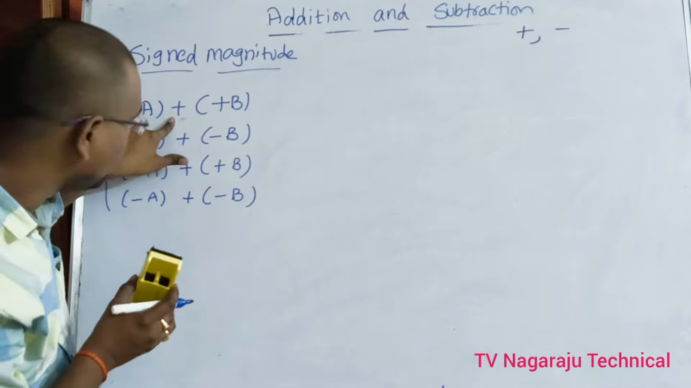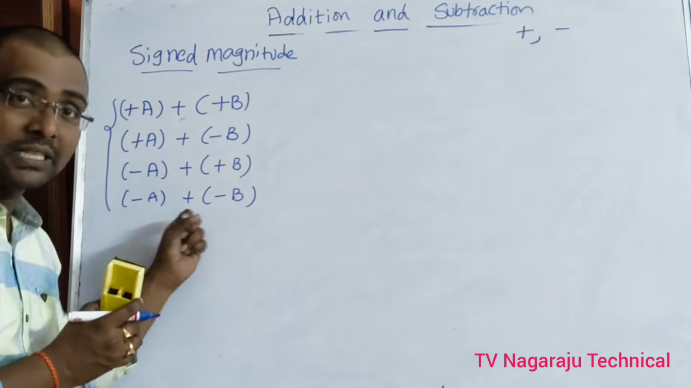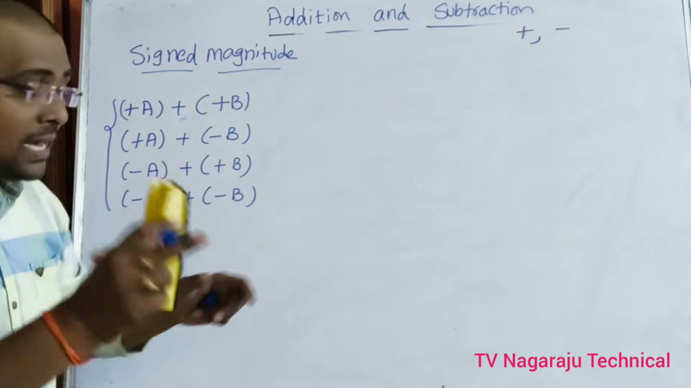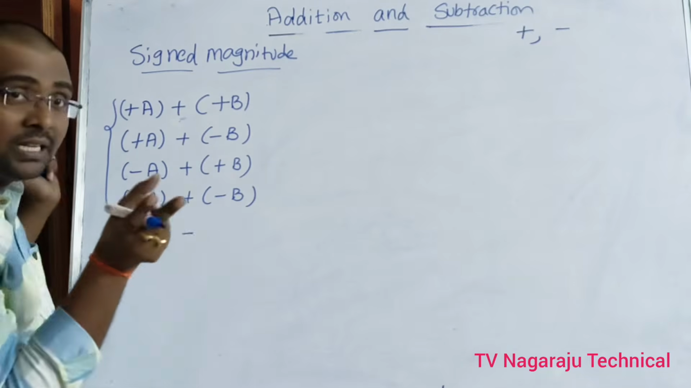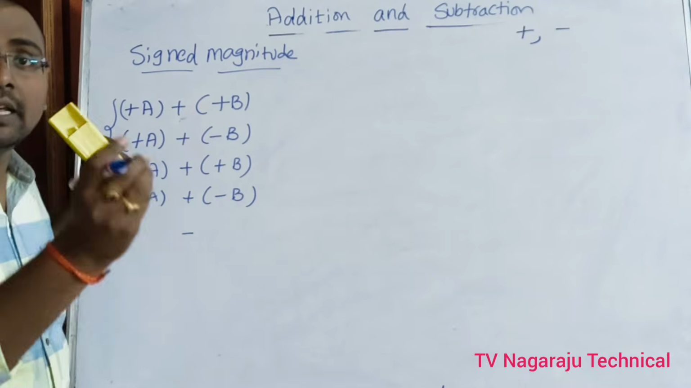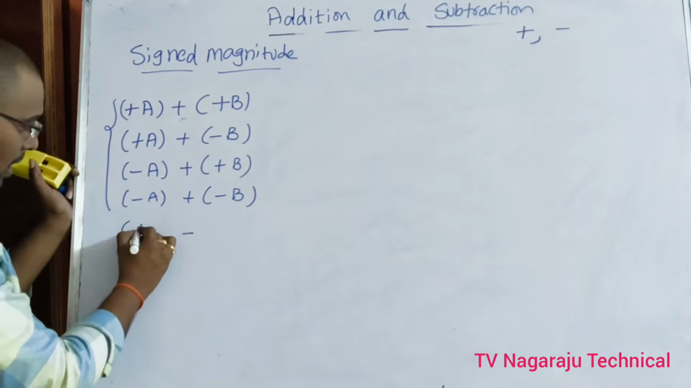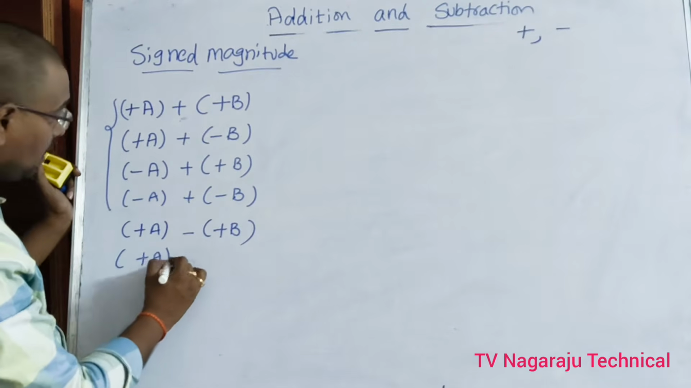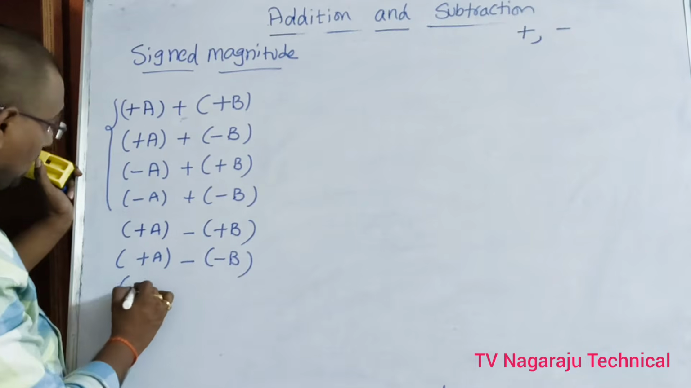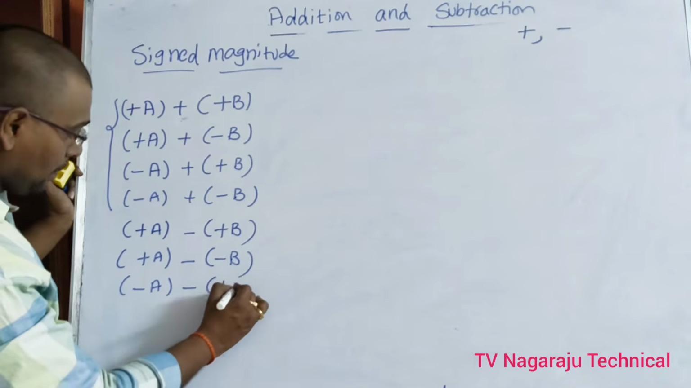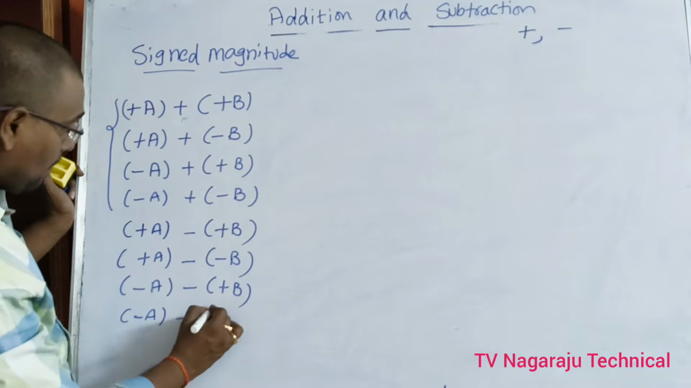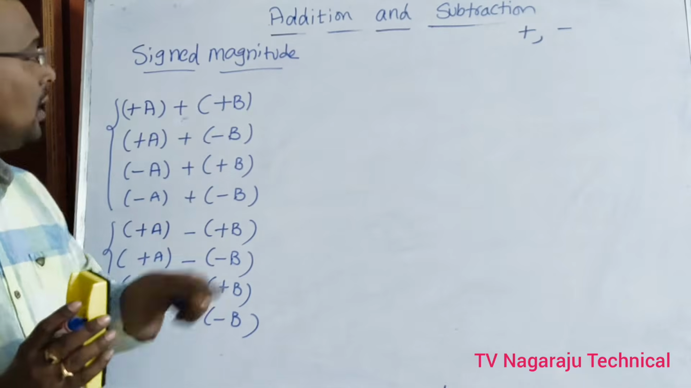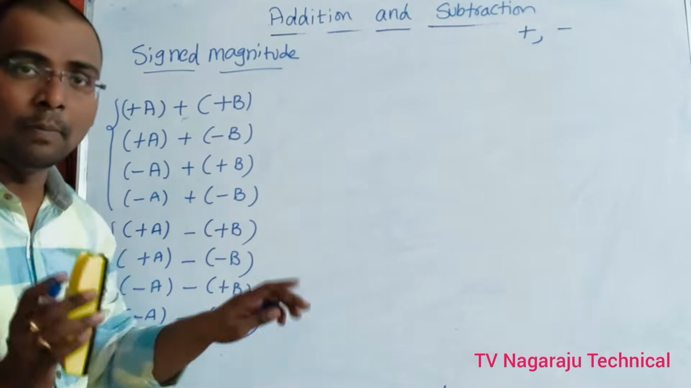If my operation is addition, we have two signs, plus and minus, for each of two numbers, so two squared, 4 possible combinations. Similarly, when my operation is subtraction, again the numbers are either positive or negative. So plus a minus plus b, plus a minus minus b, minus a minus plus b, minus a minus minus b. These 4 represent the subtraction operation. Clear? Now we have the total 8 combinations.